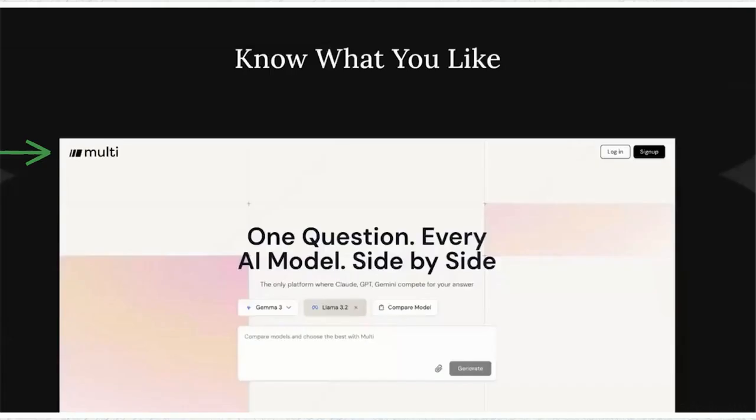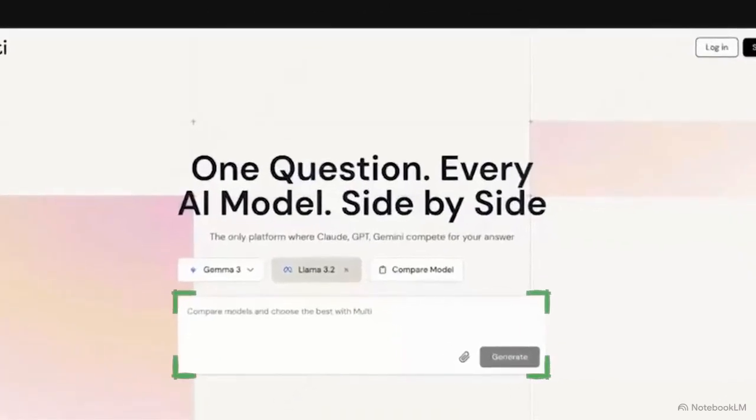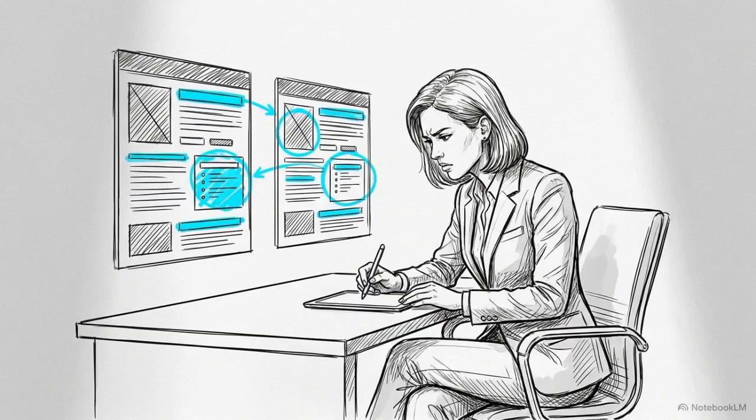To verify a model's accuracy, you can use an interface like GetMulti to send a single prompt to 4 different AIs simultaneously, letting you compare their reasoning side by side. This process reveals the precise AI brain that understands your industry's terminology better than a generic assistant. The trade-off is a higher cognitive load. You have to actively evaluate the answers, rather than passively accepting the first response you get.